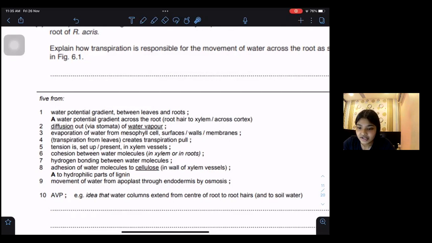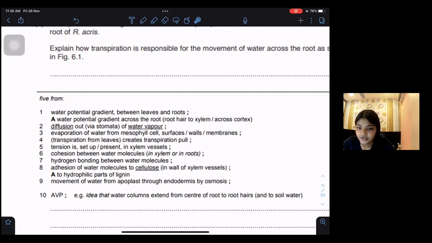So we can say that this creates the transpiration pull, as you can see in the mark scheme, and it also creates the tension or the suction force, which is used to pull water up the xylem vessels. And we can say that water can move up the xylem vessels by cohesion-tension. Cohesion is the attraction between water molecules due to the hydrogen bonds which can be formed between them. And we can also say there is adhesion between the water molecules and the cellulose in the walls of the xylem vessels.